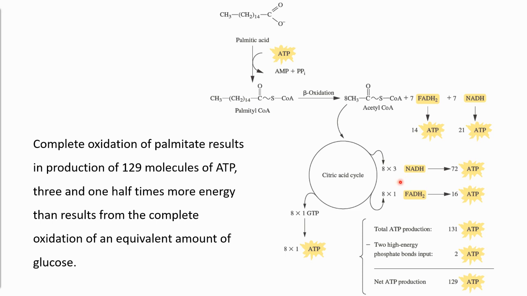produces three NADH, times 8 will give you 72. Then FADH2 is only one, but times 8, you get 16 produced. And then ATP, since it produces 1 GTP per cycle, times 8, you get 8 ATP. So when you total all of that, you get 131 ATP molecules. But since you utilized ATP at the start of the process, your net ATP is only 129. Okay? So that is for beta oxidation.